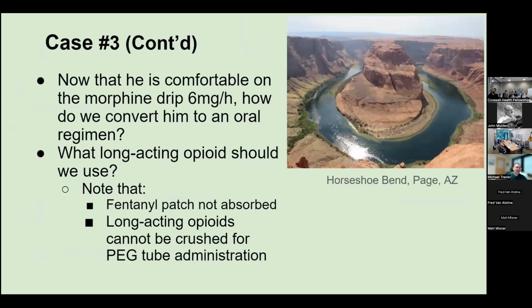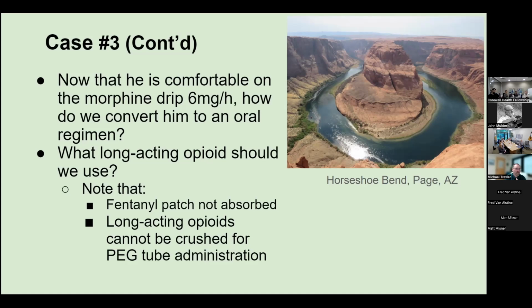So in this patient, we gave him boluses and then eventually a drip to get his pain control because he was opioid tolerant. He was in severe pain, severe crisis, and it looked like if we didn't do something like this, he was going to have respiratory failure because he was so cachectic and breathing so fast. So he ended up taking 6 milligrams an hour of morphine in order to be comfortable, and he was totally alert and coherent. So now we have to convert him to an oral regimen and get him able to eventually leave the hospital.